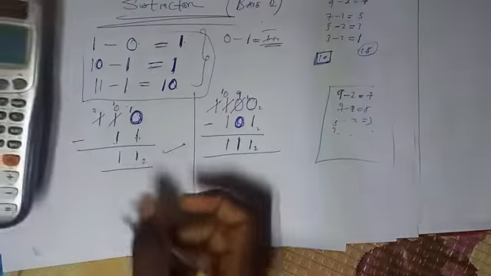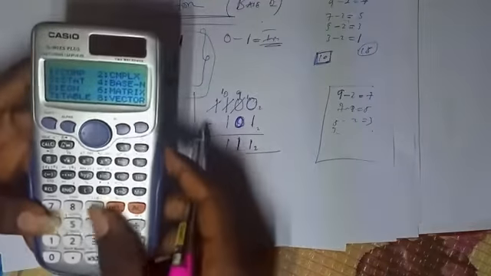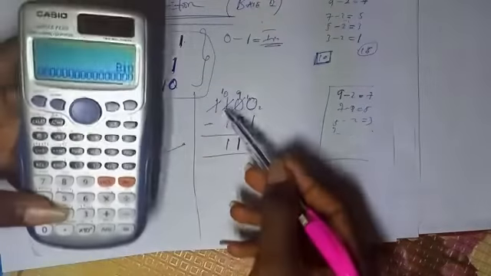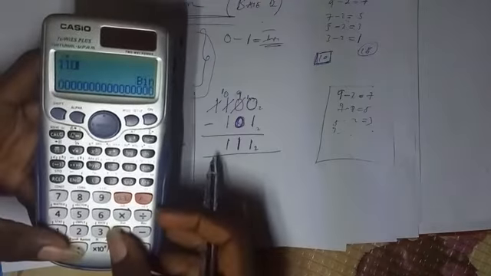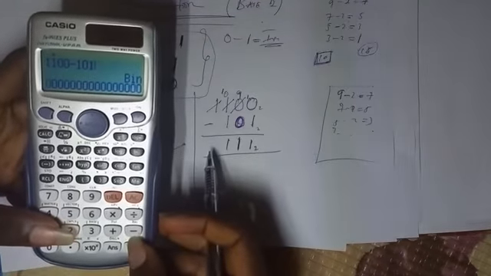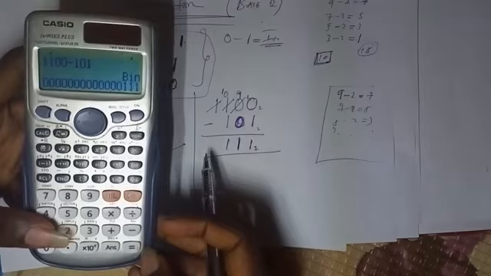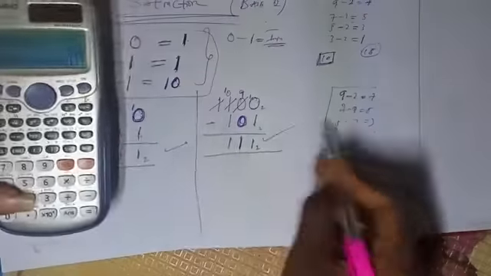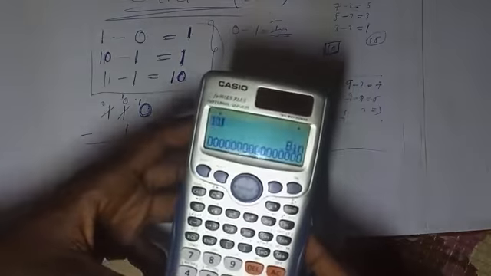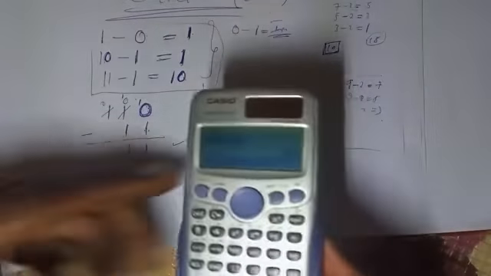So now look at this. I want to confirm using the calculator, in binary base. Let's try this: 1 1 0 0 minus 1 0 1. Let's confirm whether this answer is correct. Let's check. It equals 1 1 1, very correct. Another one: what if we have 110 minus 11? The result gives 11. We are still correct.